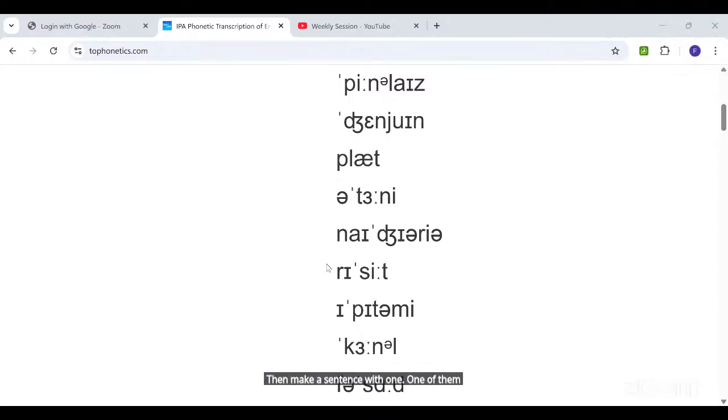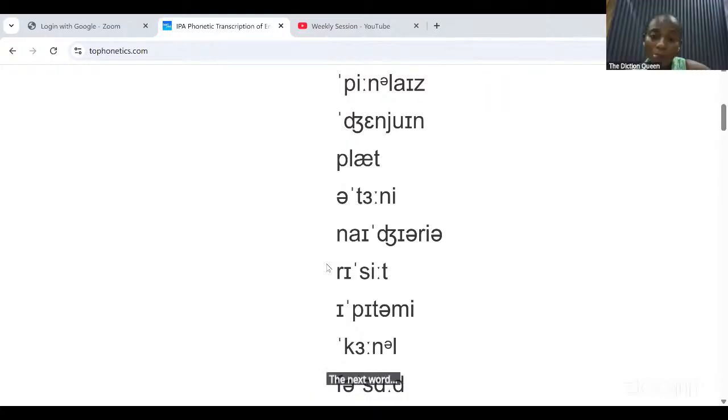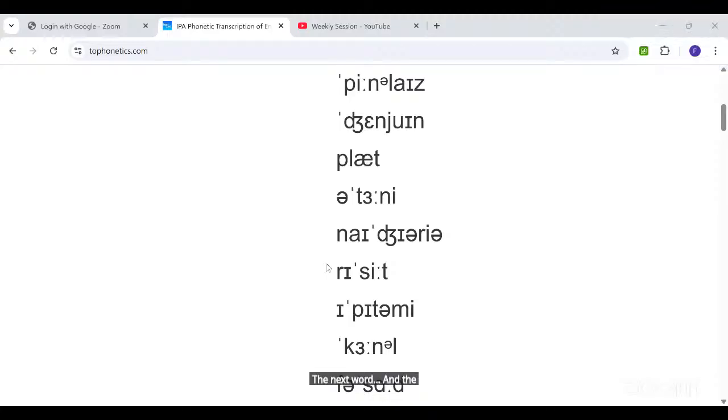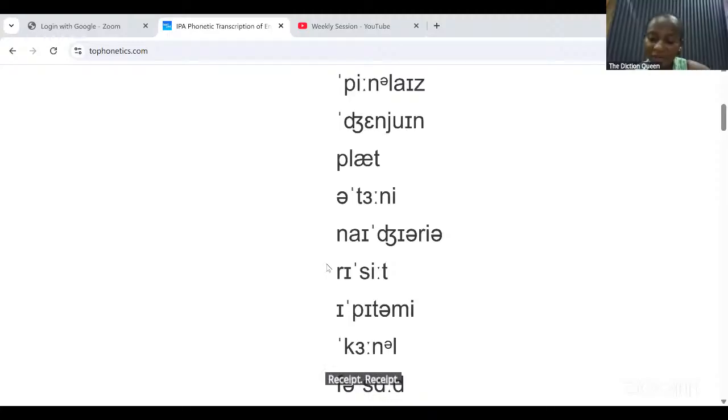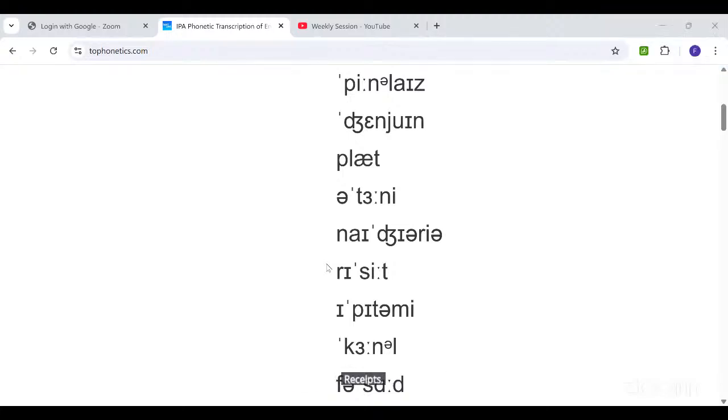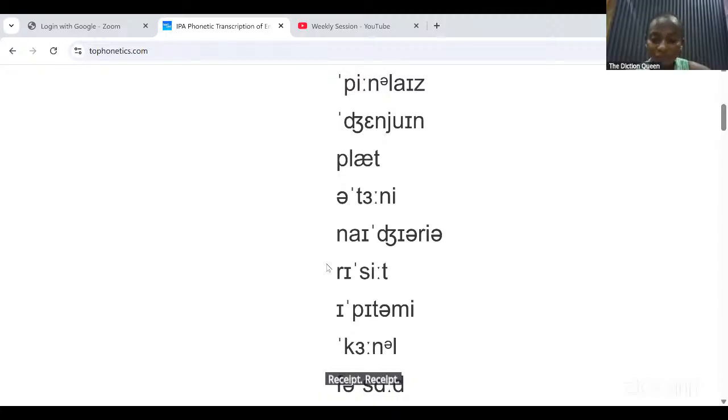Yes, please. Attorney. Nigeria. The next word, Nigeria. And the last word, receipt. Not re. Receipt. Very well. Receipt. Please make a sentence with one of them.